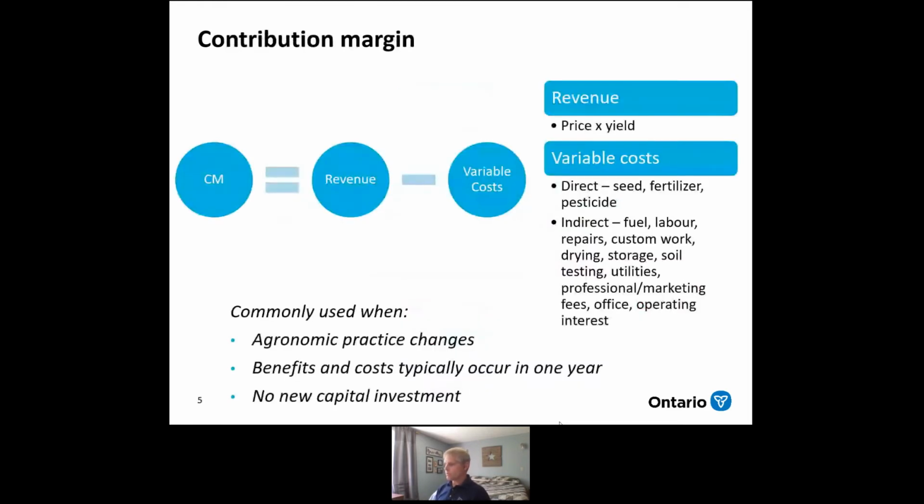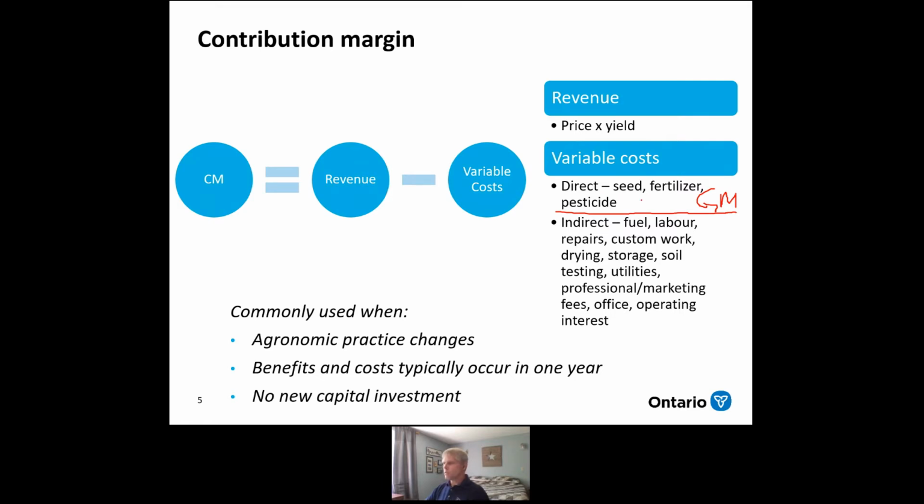So the first one here, contribution margin, it's revenue minus variable costs, and again, it's a typical one. Gross margin and contribution margin tend to be interchangeable, as far as people use them interchangeably, but I do want to make the distinction between the two of them. The gross margin, for my definition, technically is this, revenue minus the direct costs.